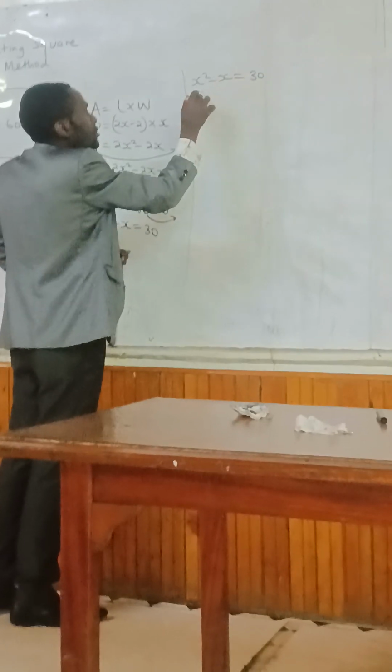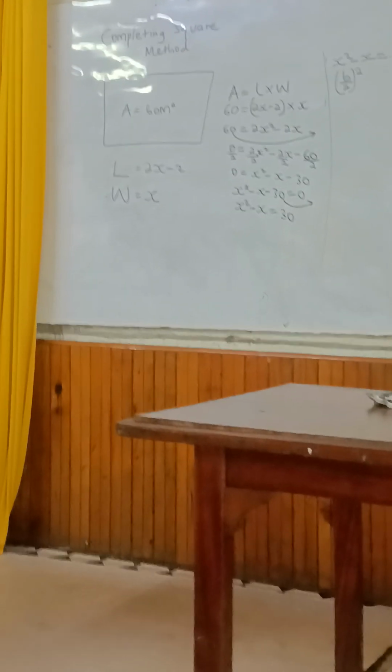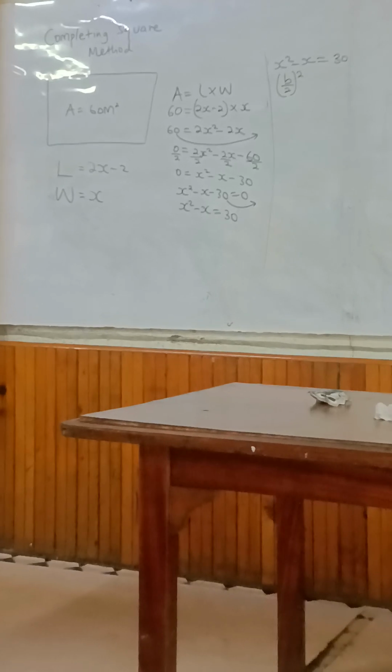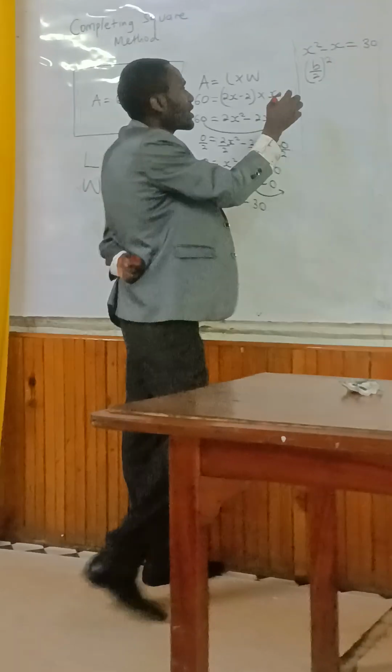What did I say? Introduce b over 2 squared. That's what I told you. Introduce b over 2 squared. Who has a question? No question. Congratulations.